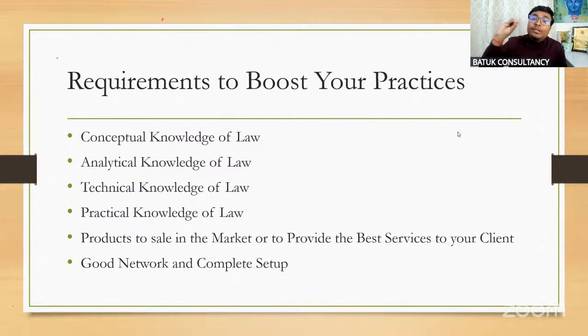And they have found a very good result through that. We have just implemented these things at their office and changed certain infrastructure in the office. A good network and complete setup is required.